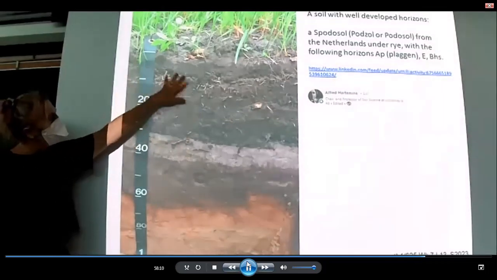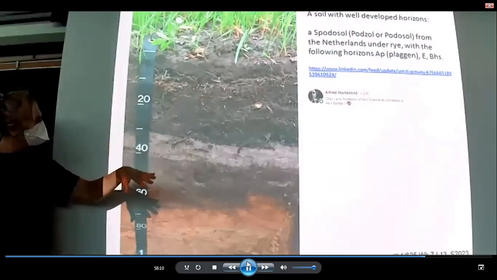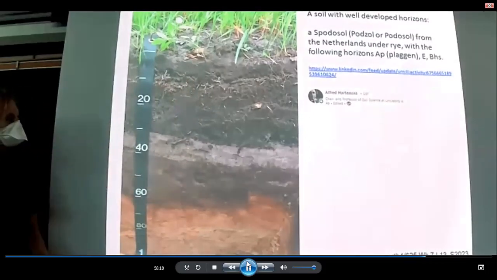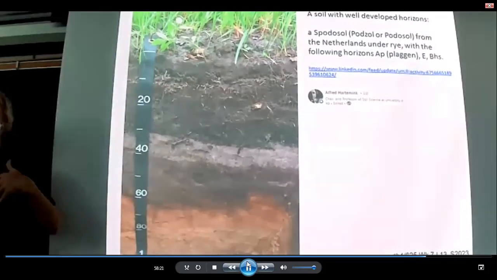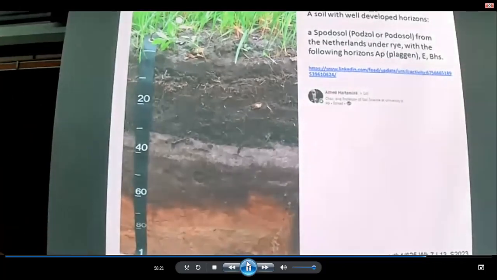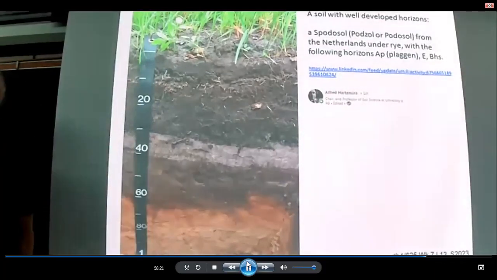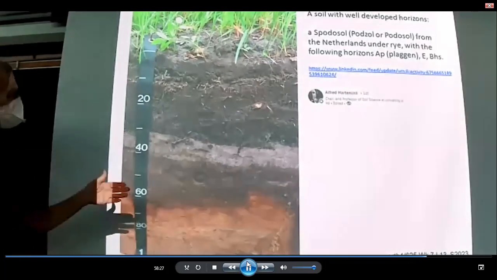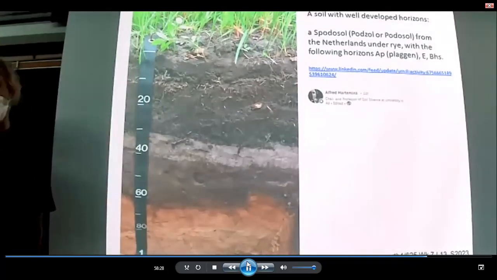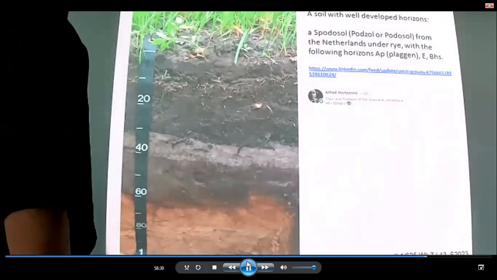It takes on that color because of the precipitation of the iron oxyhydroxides and the aluminum hydroxide and the lack of organic matter and all those things that we've been talking about. And you can see the depth, that's a bar in centimeters. This is a fairly well-developed kind of temperate region soil.